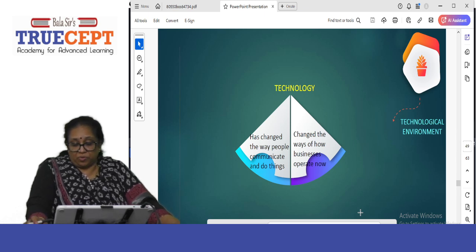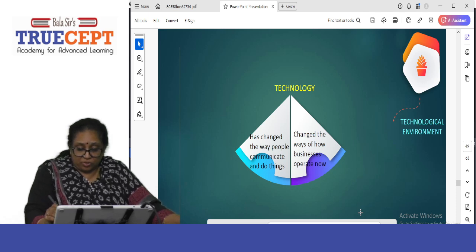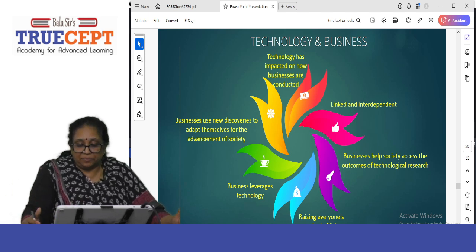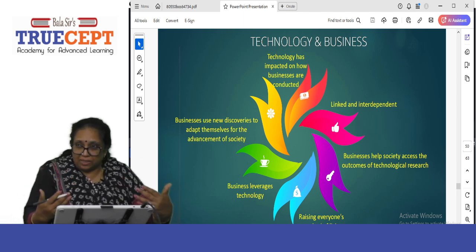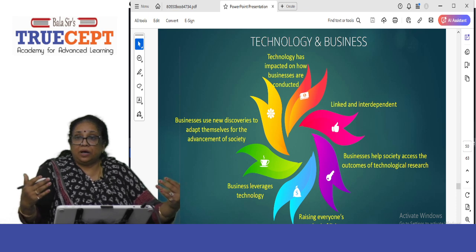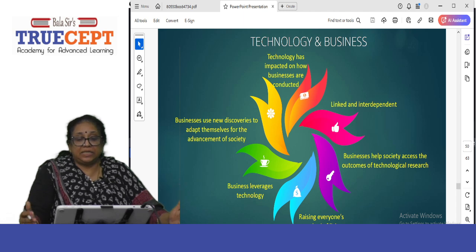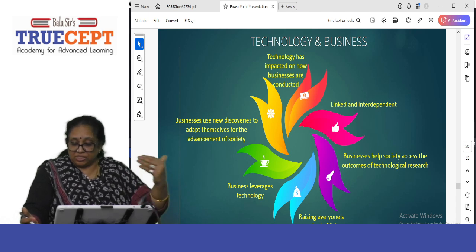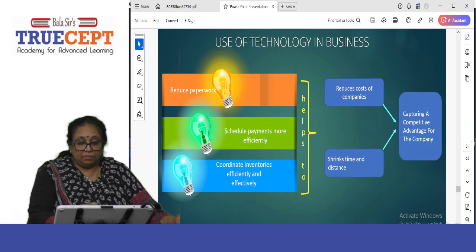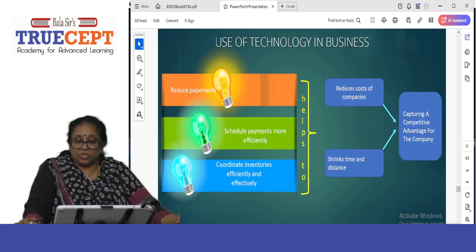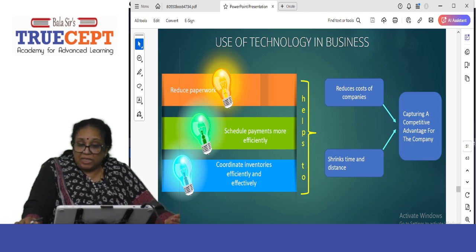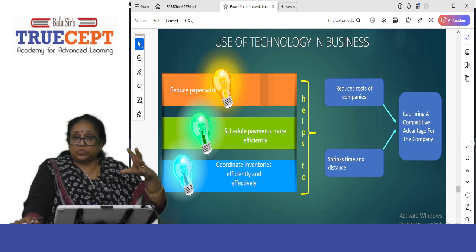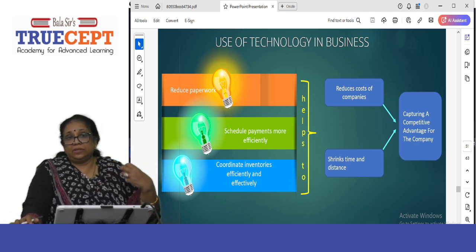The technological environment has changed. The way people communicate and do things, a lot of things have changed. When you look at this, it is technology and business. Technology and business are interlinked, interdependent, and especially you have to write like this: Yash and Company being a new tech startup company, the degree to which technology and business go hand in hand is really high, and business always leverages technology. The use of technology reduces paperwork, schedules payments more efficiently, and he needs very good technological know-how, and he also needs people who have the know-how to come and work for him.